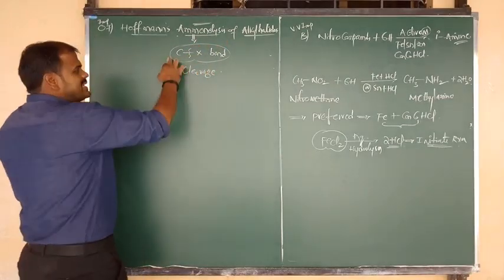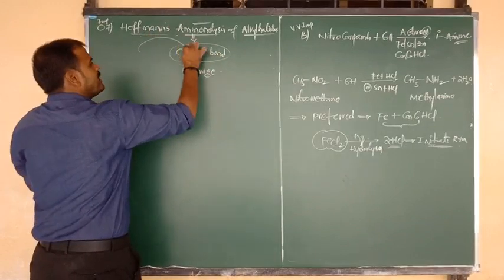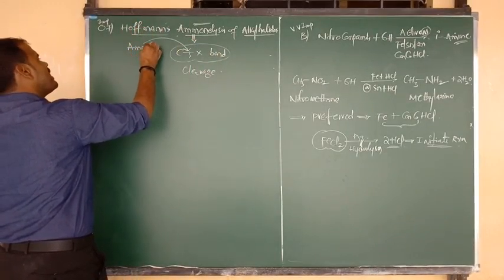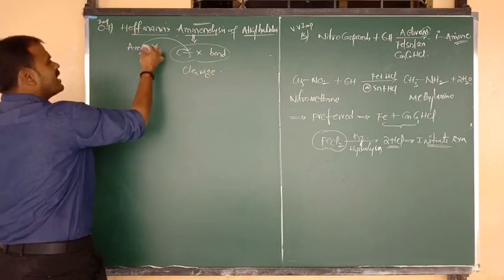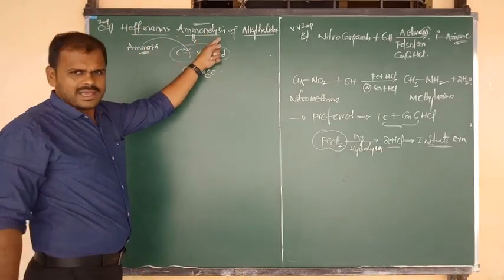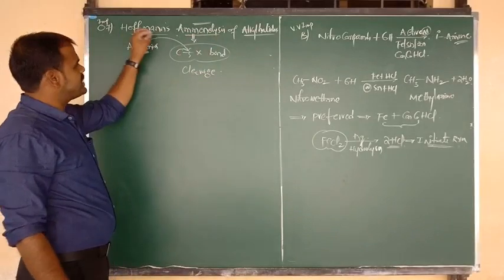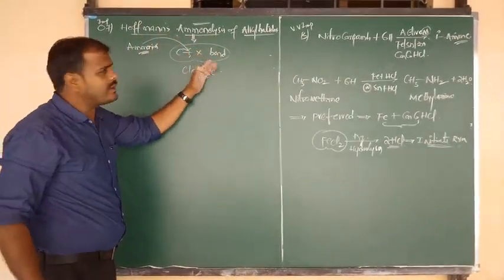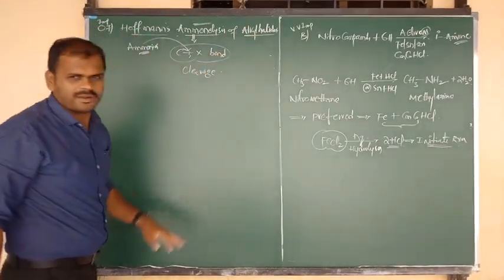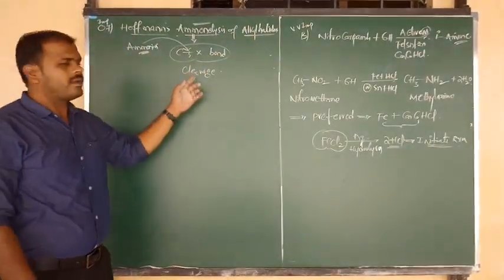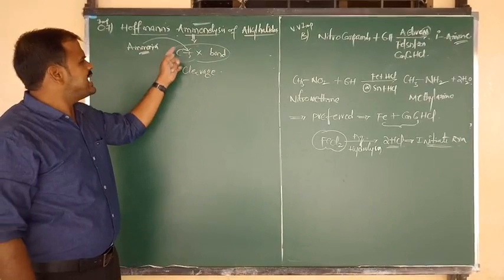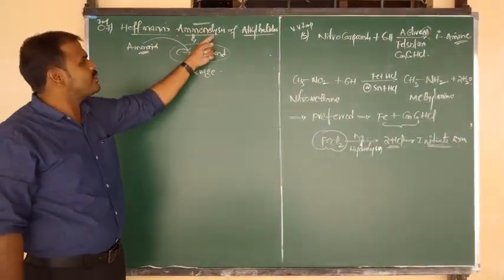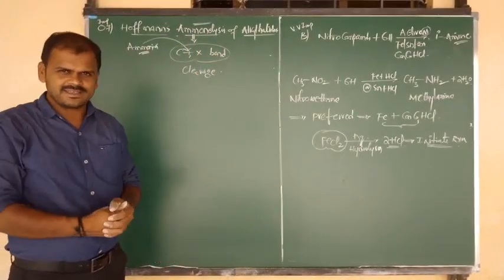Okay. The C-X bond undergoes cleavage by the addition of a substance. The added substance is nothing but what, beta? Ammonia. Okay. Ammonolysis. Ammono means by the addition of ammonia. Olysis means decomposition. What? Alkyl halide bond, C-X bond. So the process of cleavage of C-X bond by the addition of ammonia, that is known as ammonolysis.